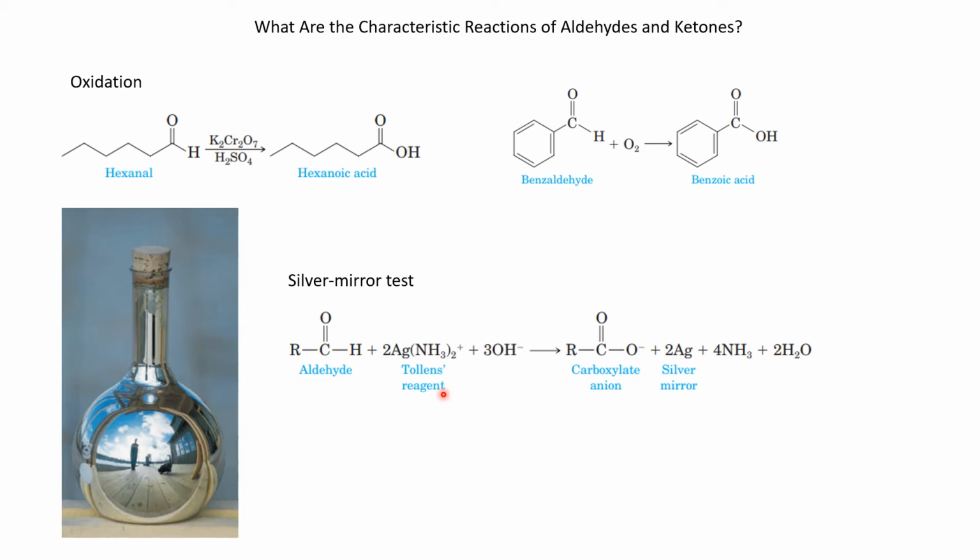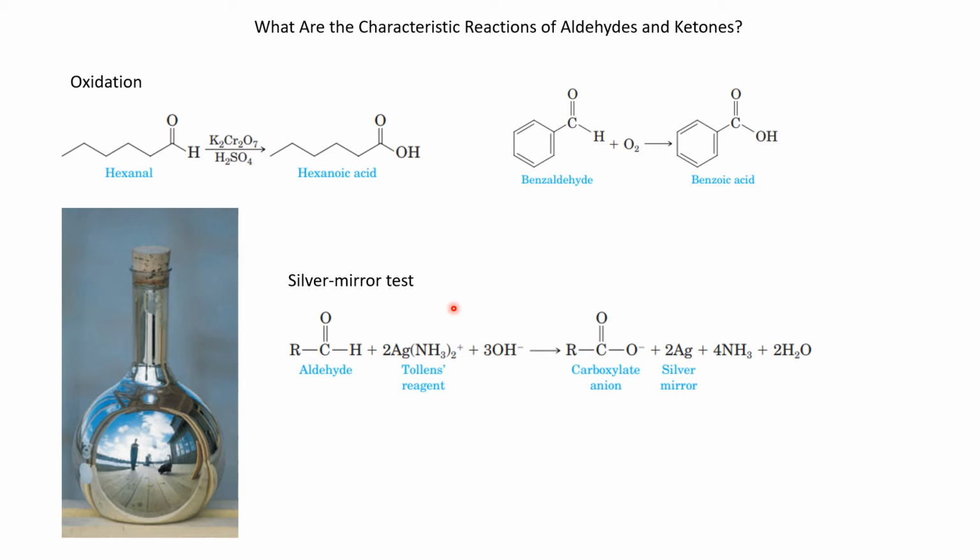Tollens reagent is prepared from silver nitrate and ammonia in water. When these two compounds are mixed, silver ion combines with NH3 to form the complex ion Ag(NH3)2+. When this solution is added to an aldehyde, the aldehyde acts as a reducing agent and reduces the complexed silver ion to silver metal. If this reaction is carried out properly, the silver metal precipitates as a smooth mirror-like deposit on the inner surface of the reaction vessel, leading to the name silver mirror test.